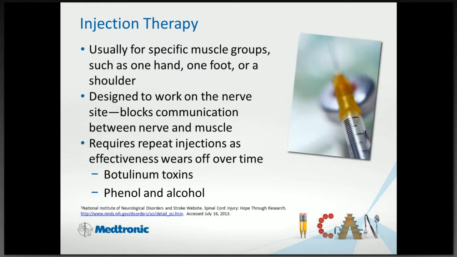Injection therapies are an effective treatment option for some patients. Most often, injections are targeted at specific groups of muscles, controlling a focal area of the body, such as one arm. Injectables such as botulinum toxins or phenol tend to block communication between the nerve endings and the muscle groups. The medication is injected directly into the problematic area to reduce spasticity. Injection therapy does wear off over time and requires repeat injections over time to be effective.